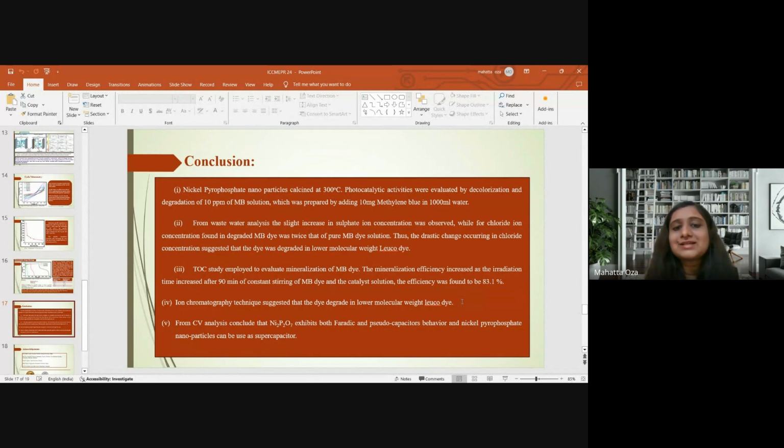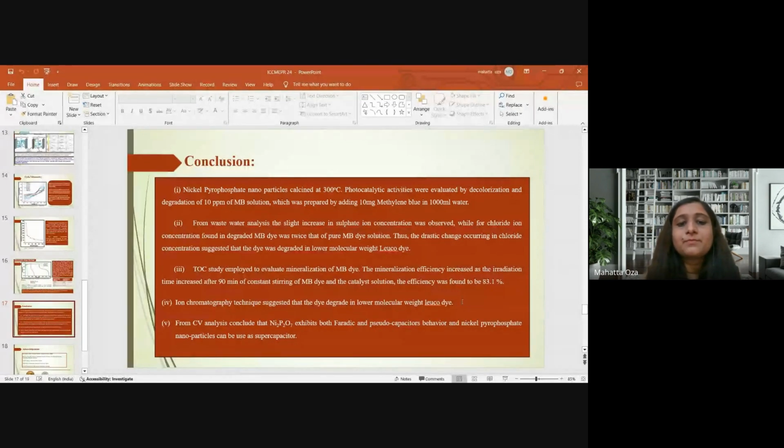From wastewater analysis data, a slight increase in sulfate ion concentration was observed, while the chloride concentration found in degraded MB dye was twice that of the pure MB dye solution. Thus, the drastic change in the chloride concentration suggested that the dye was degraded into lower molecular weight products, that is leuco dye.